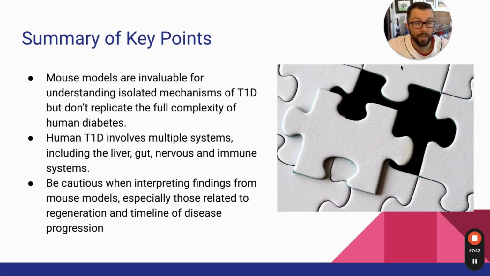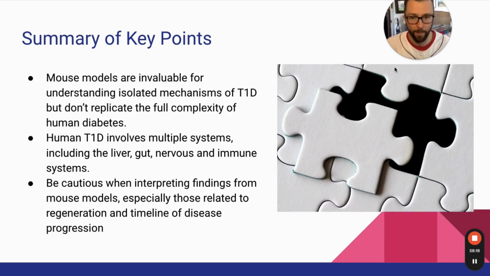So with all that said, mouse models are invaluable for understanding isolated mechanisms of the type 1 diabetes system, but they don't fully replicate the complexity that goes into human diabetes. And I'm dying on this hill. Human type 1 diabetes involves multiple systems: liver, gut, nervous systems, immune systems. All of these things are intertwined. They are inseparable. And from a research standpoint, they cannot be separated and isolated.